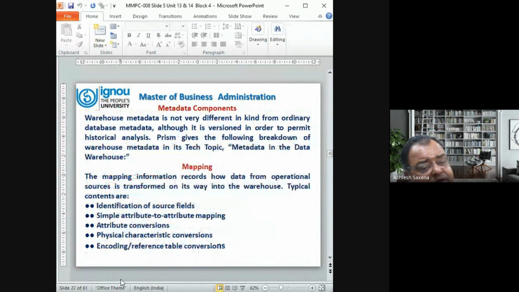Warehouse metadata is not very different in kind from ordinary database metadata, although it is versioned in order to permit historical analysis. Prism gives the following breakdown of warehouse metadata in its topic, metadata in the data warehouse. Mapping. The mapping information records how data from operational sources is transformed on its way to the warehouse. The typical contents are identification of the source field, simple attribute to attribute mapping, attribute conversion, physical characteristics conversion, and coding reference table conversion.